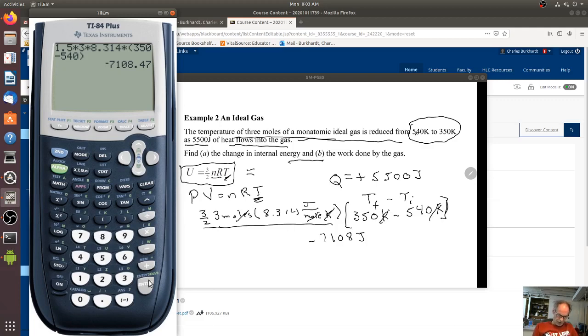And find the work done by the gas. Well, Q equals, as I said, that's the way I remember the first law. And so Q is 5,500 joules. Delta U is minus 7108 joules. And this gas did a lot of work for us.